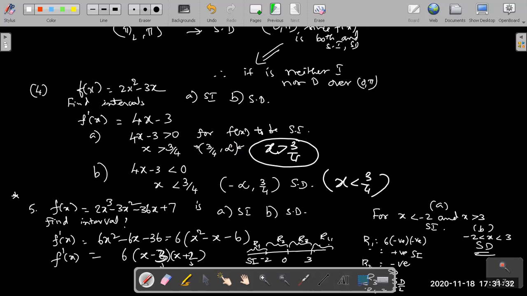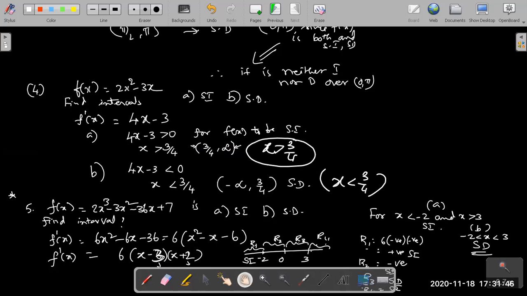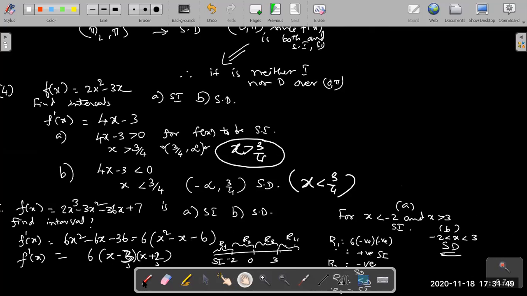So for this also, you can say x is less than 3 by 4 is the answer. Fifth question, important, is given many times. So we have taken 2x cubed minus 3x squared minus 36x plus 7. Find intervals in which it is strictly increasing, in which it is strictly decreasing. So we differentiated, we got the quadratic. This is important because we factorized this quadratic, got x minus 3 into x plus 2. This is same as what we did in 10th ICSE. So we have considered the number line for these values minus 2 and 3. 0 comes between minus 2 and 3. That's why we mark that number line.